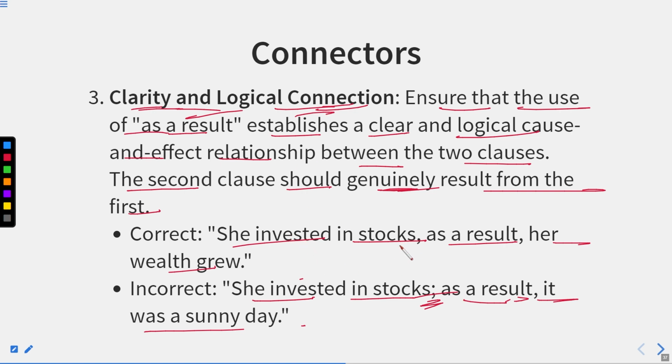Now, if I say she invested in stocks, it means she invested some money in stocks. Okay. As a result, her wealth grew. But in the second, if I write she invested in stocks, as a result, it was a sunny day, here you see that it is about stocks. Obviously, her investment should make her earn profits. But here I'm saying that it was a sunny day, which is not linked. If this information is not linked with each other, that will not make any sense and will make the sentence incorrect. So logical words and logical statements should be used to mention both.